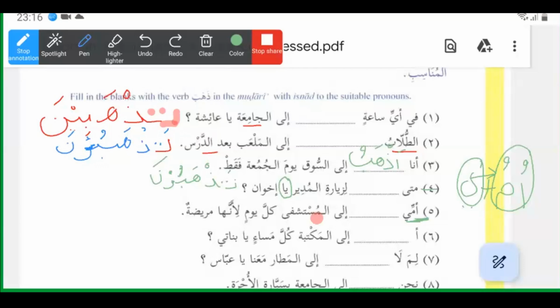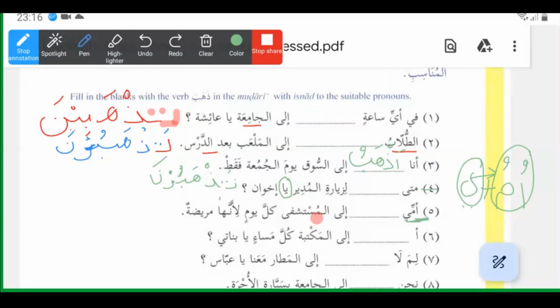كل يوم لأنها. لأن means because. Ha is going to the ها يعني. لأن الأم مريضة, because she is sick.